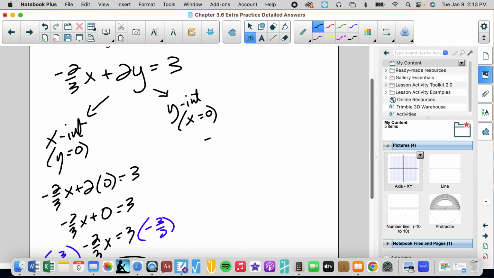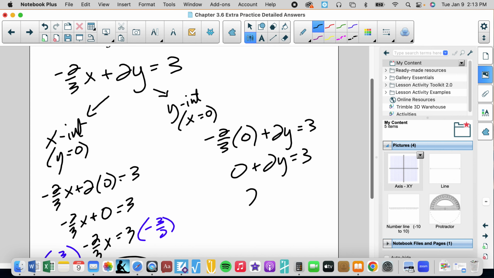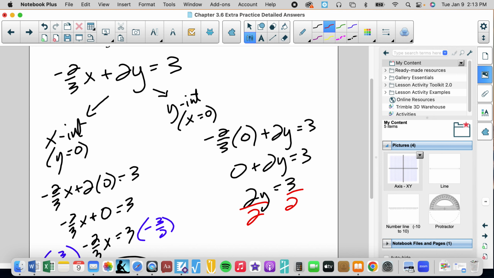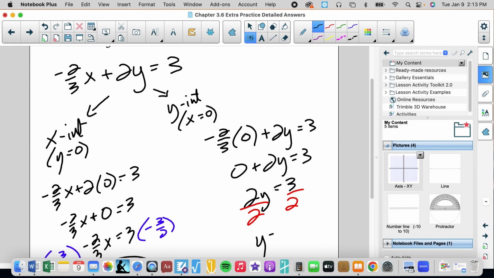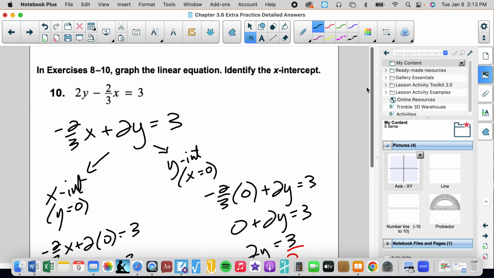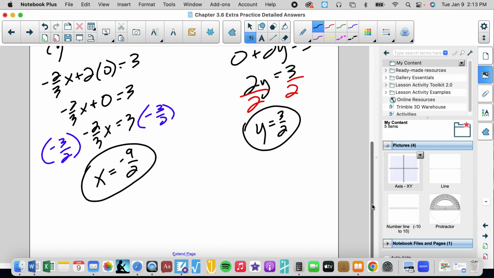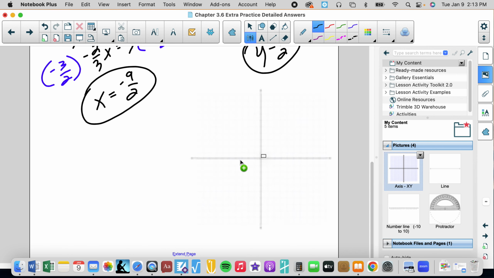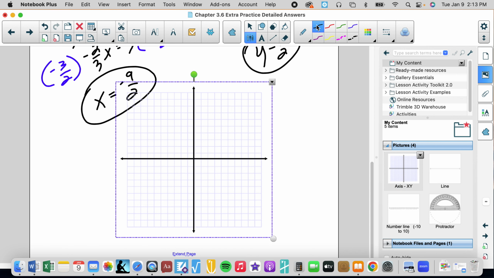Find my y-intercept: negative 2/3 times 0 plus 2y equals 3. 0 plus 2y equals 3. 2y equals 3. Let's divide by 2. And we get y equals 3/2. So that would be my y-intercept. And we need to graph it. So we would graph those lovely, not clean problems, but it's okay.